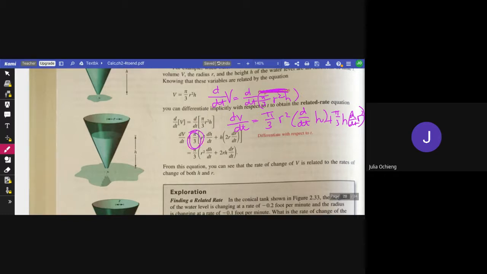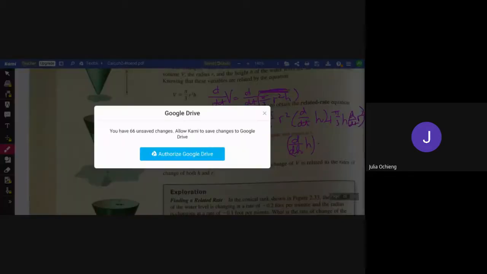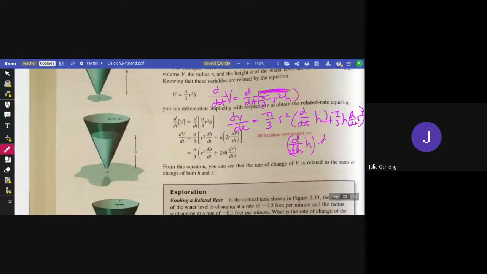They took the pi over 3 out completely so that they didn't have to deal with that at all. So you can do that as well. You'll get the same answer. So then the derivative of this in terms of time, we're going to have to use a chain rule. So that's going to be derivative in terms of h of h times the derivative of h over derivative of t plus pi thirds h derivative in terms of r squared times derivative of r over dt.